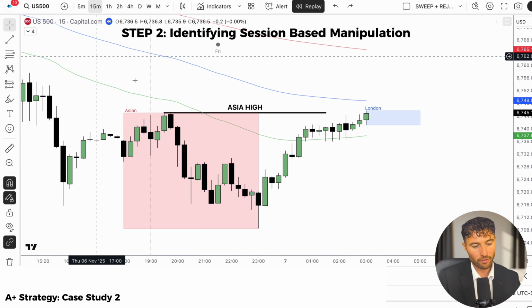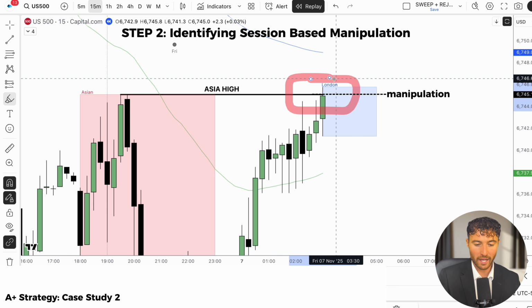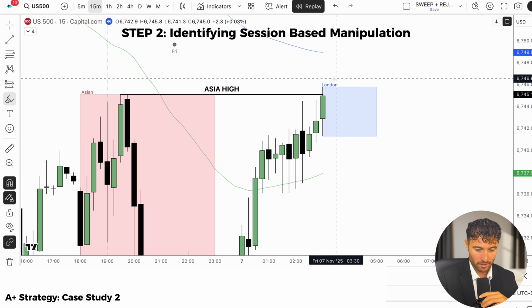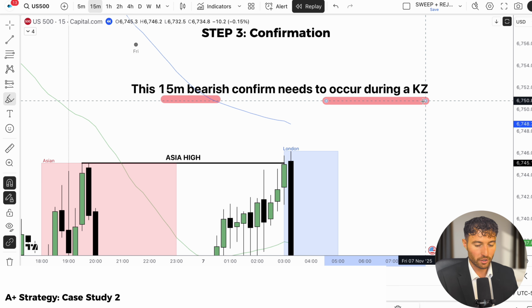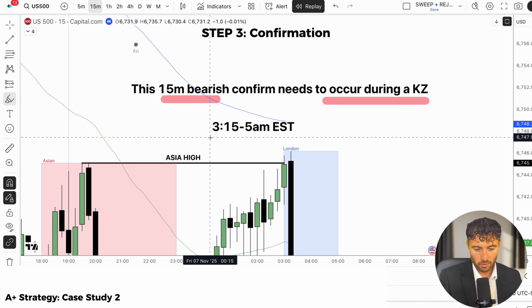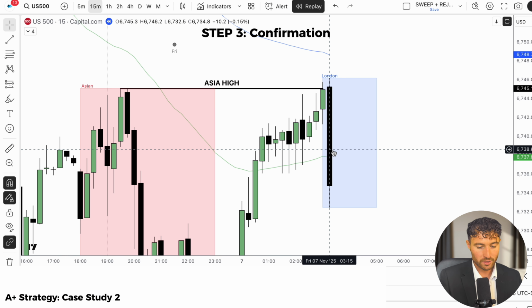And as you can see, we get the London open right here. And we've started to manipulate above the Asia session high. So now that we've seen a session-based manipulation, a lot of traders are going to be on the wrong side of the market. This 15-minute bearish confirm needs to occur during the London kill zone, which will be between 3:15 and 5 a.m. Eastern. And so this candle closed at 3:30 a.m. Eastern. We're inside the kill zone.